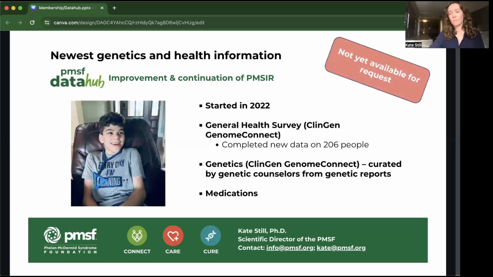This data from the Datahub itself is not yet ready at this present moment for request. It is definitely getting there, and we have come a very long way. So some of the reasons that it's not ready quite yet is that we're still getting through the backlog of PMSIR reports from the genetic counselors.